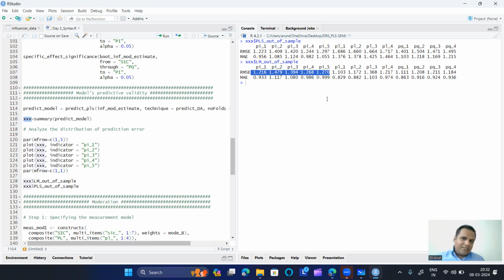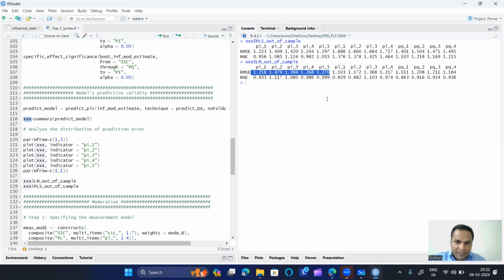Now here you can't manipulate and say the model has high predictive power or medium predictive power. Simply go and report that the model has low predictive power. That's it. I hope the predictive power of the model is understood.